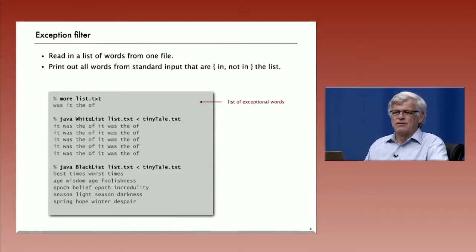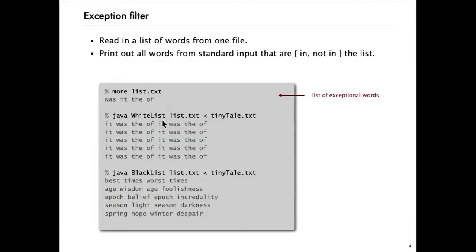One thing that is very common is the idea of an exception filter. So the way we'll set that up is to think about having a list of files, a list of words in a file that are exceptional in some way. In this case, we'll have the file list.txt that has these 4 words in it: was, it, the, and of.